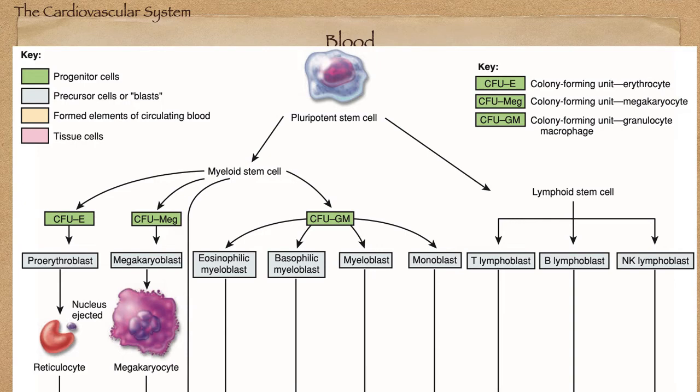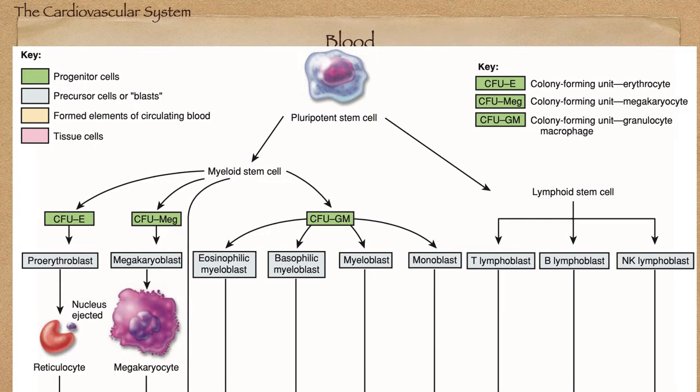It means the colony forming unit erythrocyte, then colony forming unit megakaryocyte, then the colony forming unit granulocyte and macrophage. So these are the progenitor cells as labeled, no? The color green are the progenitor cells. Then let's focus first on the CFU-E for the erythrocyte, meaning the red blood cells.